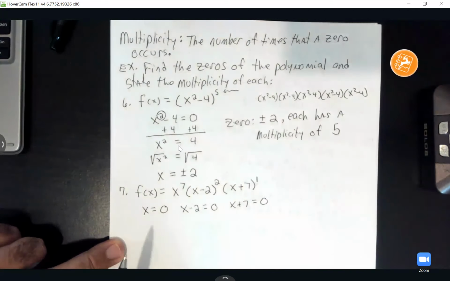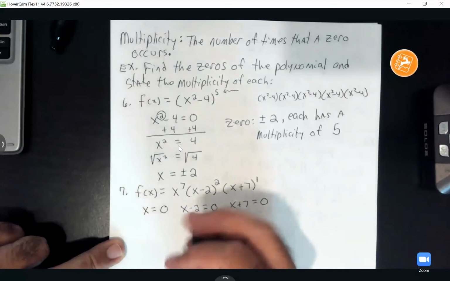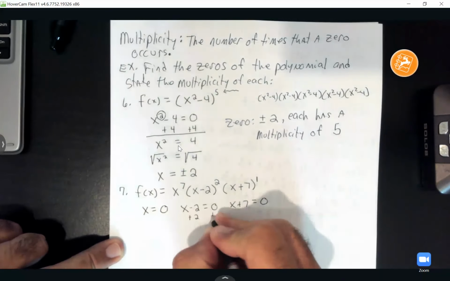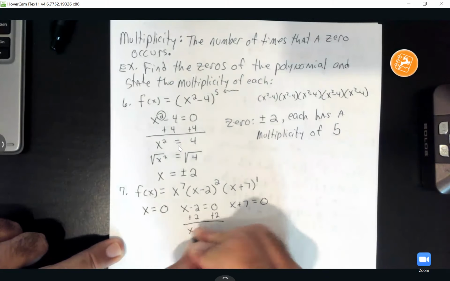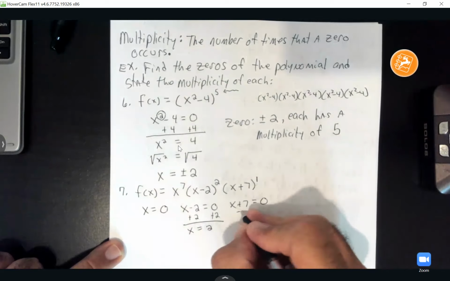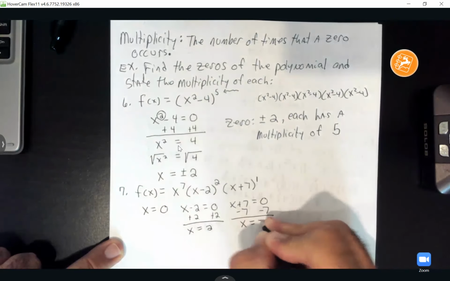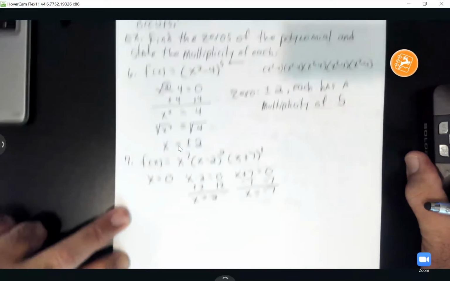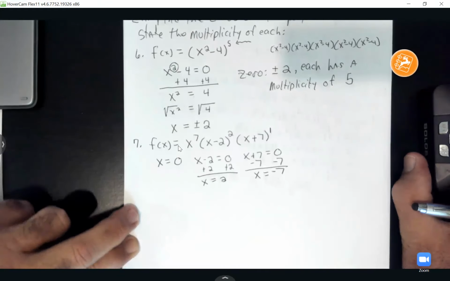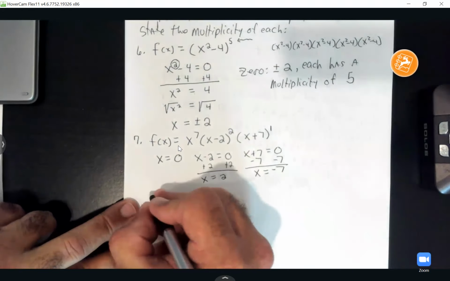All right, so this one's already solved because there's nothing to add or subtract. The second one, we're going to add 2. And again, x equals 2. The third one, I'm going to subtract 7 and get x equals -7. So watch how they got these answers.